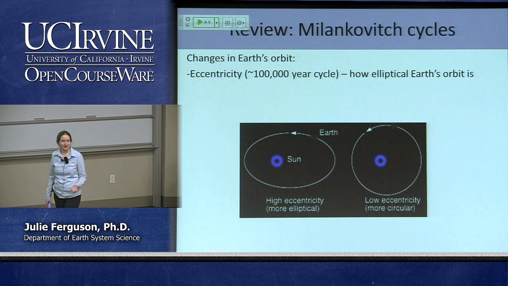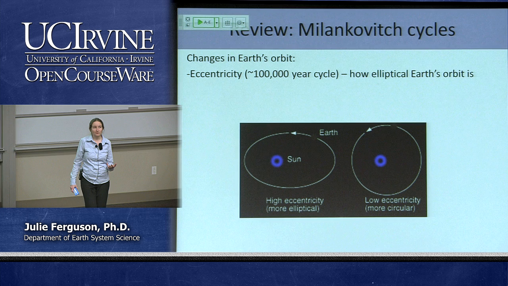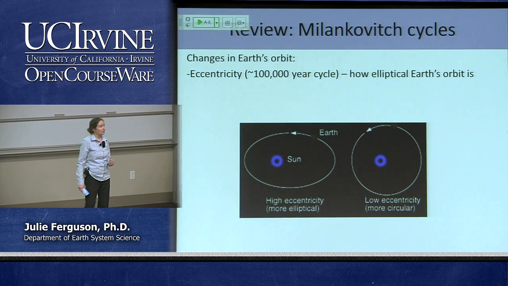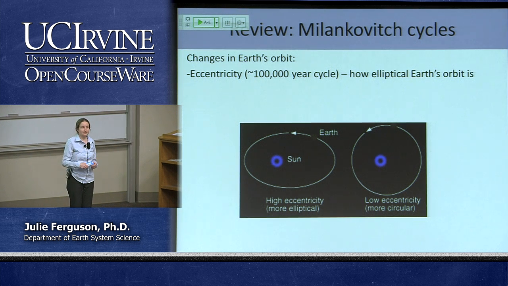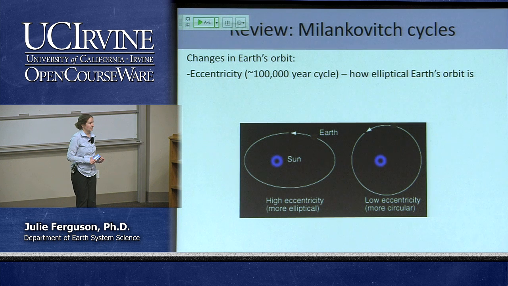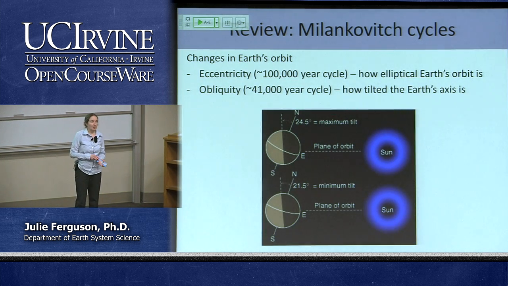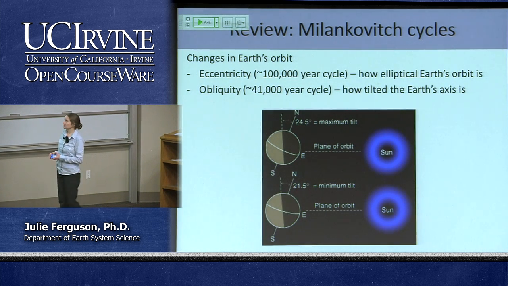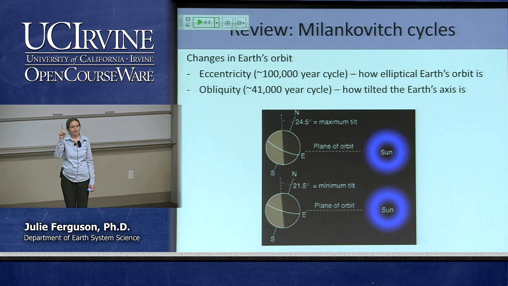And you remember quite some time ago now, so I thought it was worth bringing back again, we talked about this being one way that we can change our climate, the fact that our orbit around the sun isn't perfectly stable the whole time. It changes on these different timescales. So first of all, we have our eccentricity cycle. And that changes every 100,000 years from more circular to more elliptical. We have our obliquity cycle, which changes every 40,000 years or so. And this is the tilt of Earth's axis. And it can vary between about 24 and 21 degrees.